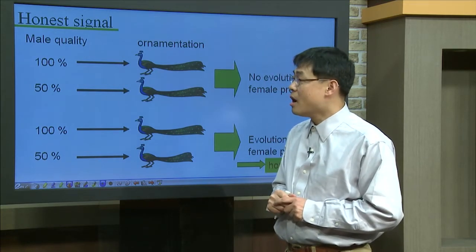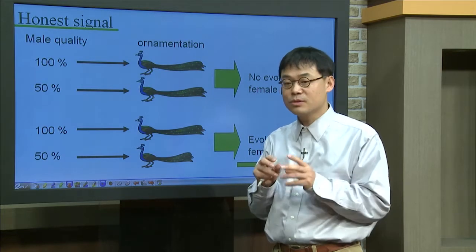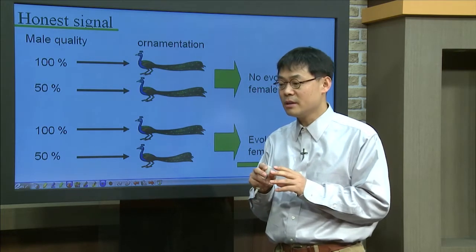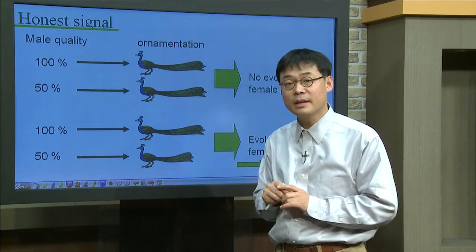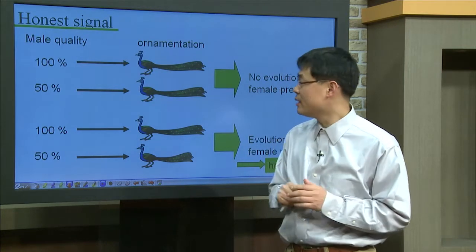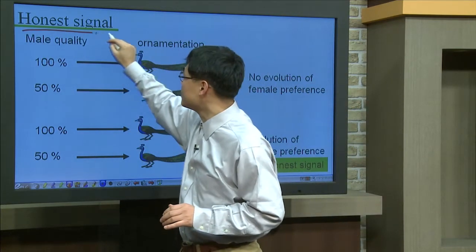So you want to make sure that the receivers also experience the increase of fitness. Otherwise, the communication system cannot evolve. How do you know that? And we call these honest signals.